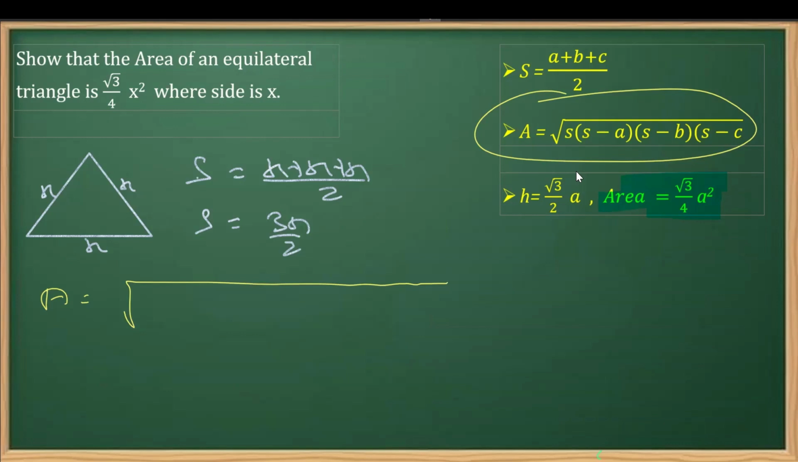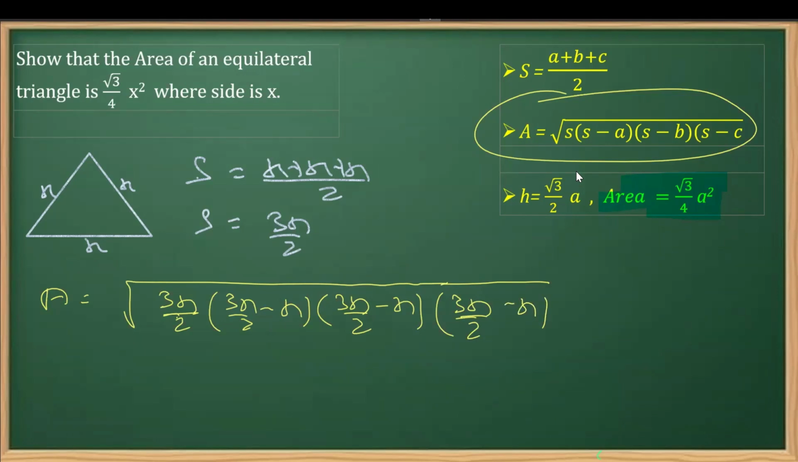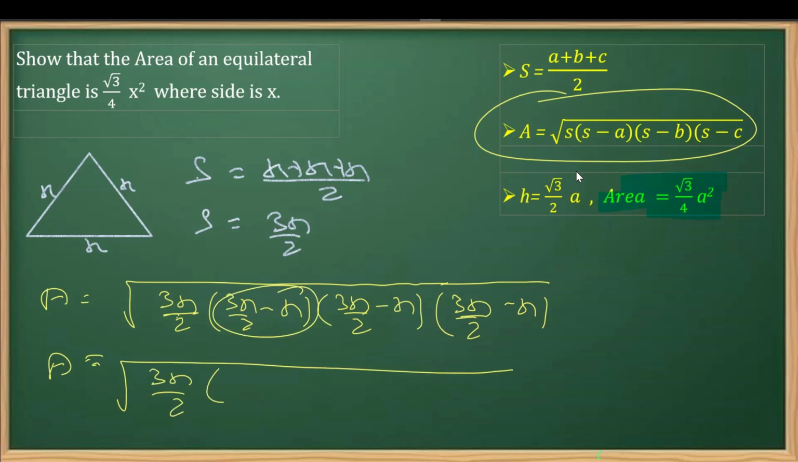This is S, first of all, then S minus A, where A is x. Then we have again S minus B, and B is x. A, B, C are the sides, and in our case, A, B, C are x only, so S minus x. Now, for further calculation, we can simplify this. On simplifying, 3x minus 2x over 2, that is x over 2, and this also is 3x minus 2x over 2, that is x over 2, and finally x over 2.